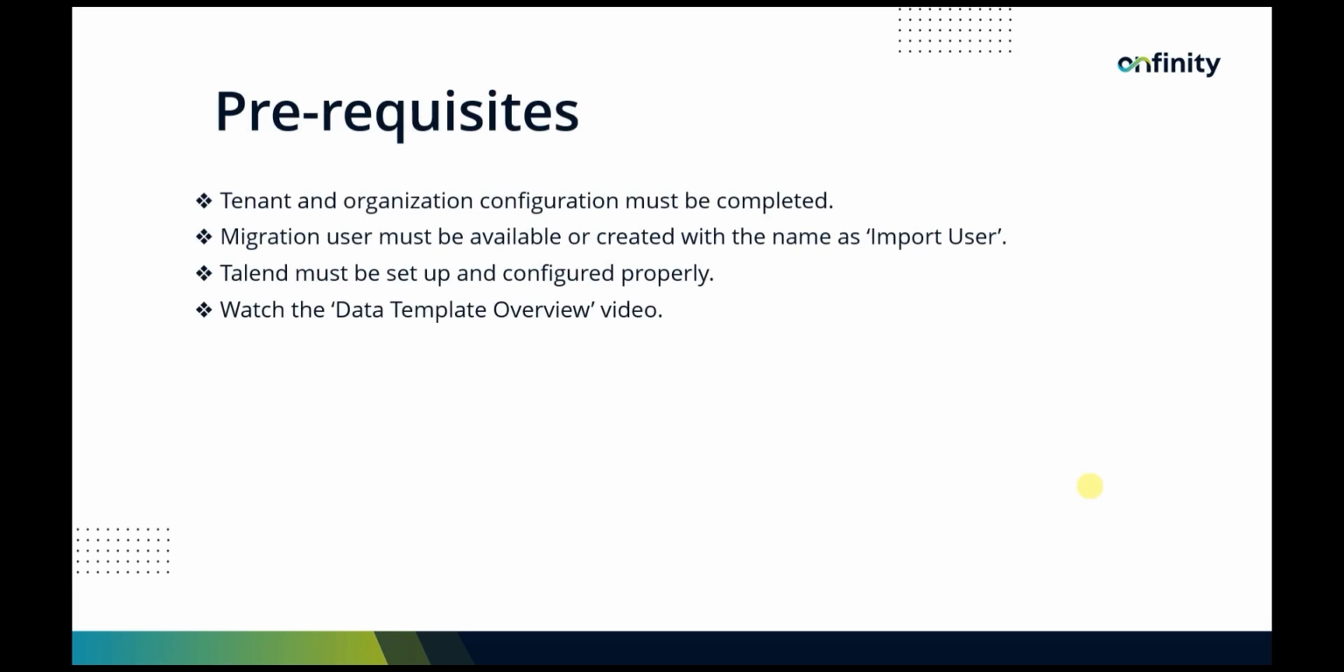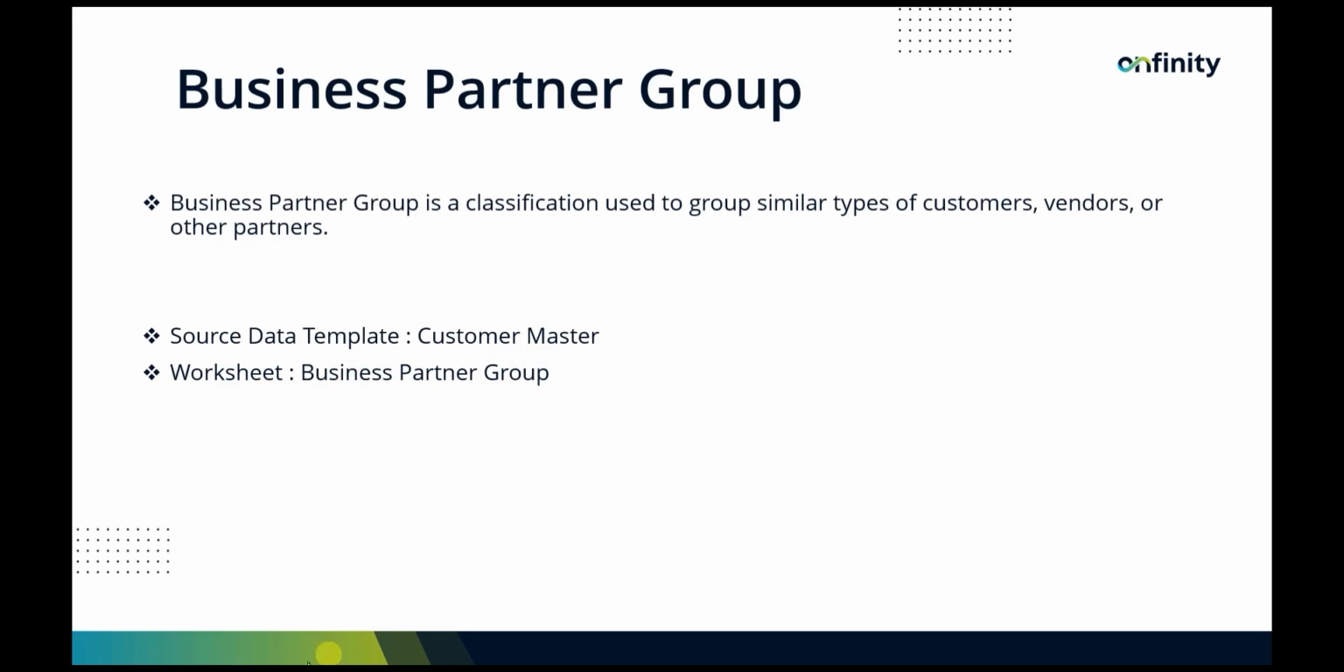The next point is to watch the data template overview video. This video helps you to understand the data template structure and how you can fill the data into the template. Now moving to the next slide. A business partner group is a classification used to group a similar type of customer, vendor, or other partner. A business partner group is master data, which we are using under the vendor and customer master data template for business partner groups. Our template is the Customer Master, and its worksheet name is Business Partner Group.